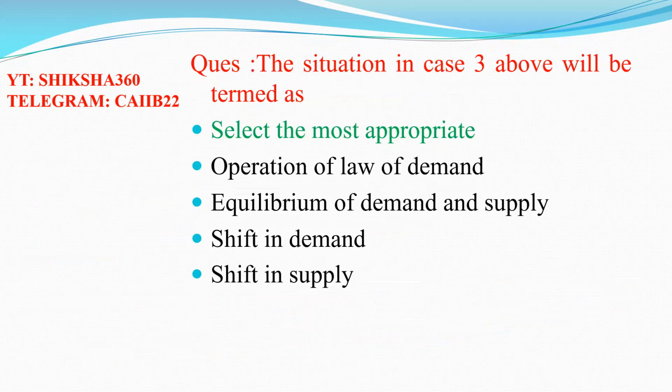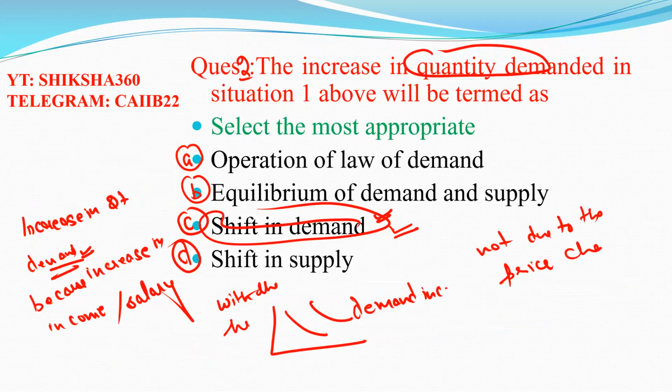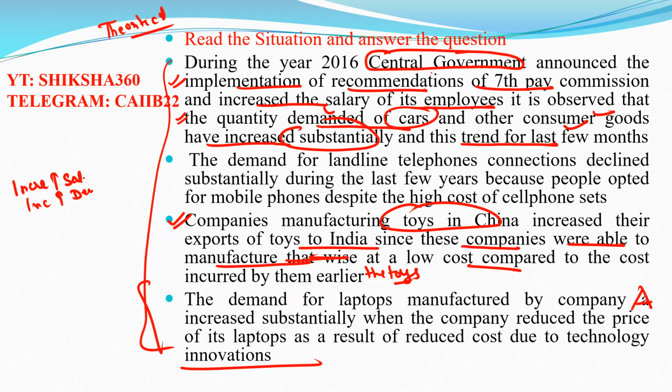Now we have to discuss question 4. The situation in case 3 above will be termed as what? First of all, we have to go to situation number 3. Situation number 3 says that companies manufacture toys.